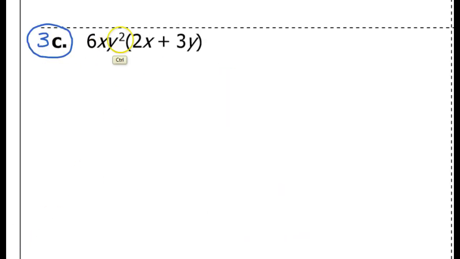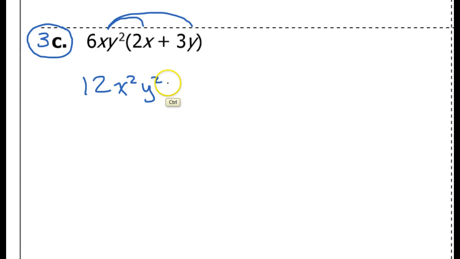Okay, 3C is a multiplication problem, but since all we have is a monomial, I'm just going to do the distributive property. So that's going to give me, well, let's see. 6 times 2 is 12. x times x is x squared. And then we have the y squared. Okay, so that's what I get when I multiply the monomial times 2x.